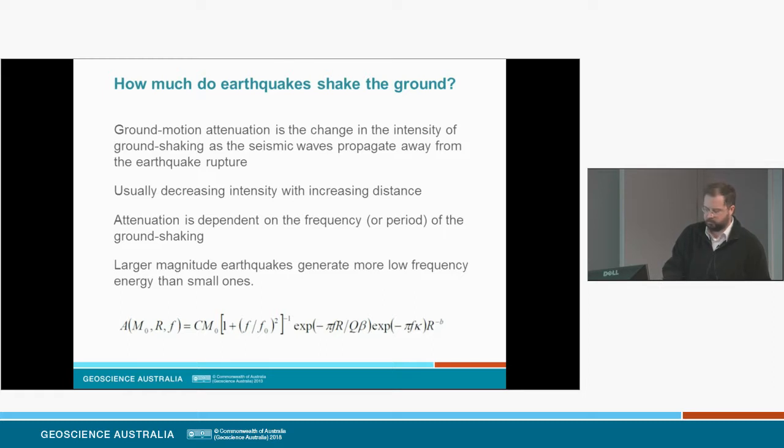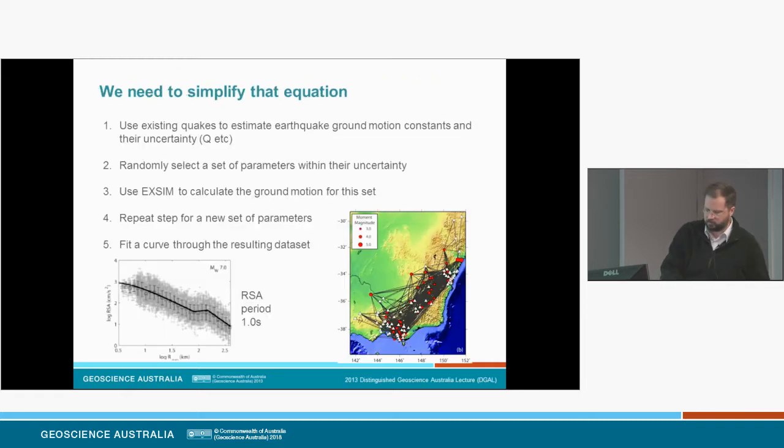And to calculate that, you use a big scary equation. Here is a big scary equation. The amplitude is a function of the moment, which is the magnitude, the distance, and the frequency, and equals a whole bunch of different stuff. It's actually quite complicated to work out the amplitude of ground motion at a particular distance, which is why we gave the job to Trevor Allen. What he does is he tries to use existing earthquakes to estimate what we call the earthquake ground motion constants, Q, the stress drop, that sort of thing.